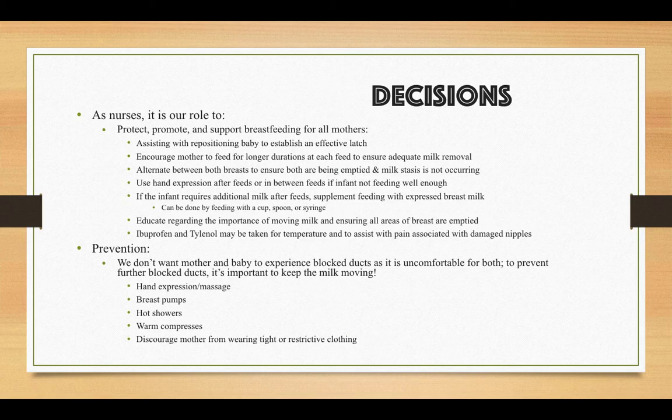As nurses, it is our role to protect, promote, and support breastfeeding for all mothers. This can be done by assisting with repositioning the baby to establish an effective latch, encouraging the mother to feed for longer durations at each feed to ensure adequate milk removal, alternate between both breasts to ensure both are being emptied and milk stasis is not occurring, using hand expression after feeds or in between feeds if the infant is not feeding well enough. If the infant requires additional milk after feeds, supplement feeding with expressed breast milk. This can be done by feeding with a cup, spoon, or syringe.